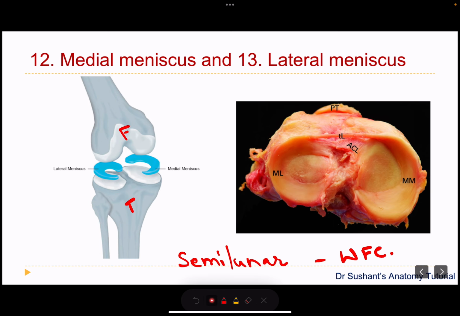Now both horns of the lateral meniscus are of equal size and are attached to the intercondylar area of the tibia by ligaments. Now what happens? The popliteus muscle pulls the lateral meniscus backwards during the initial stage of flexion, and thereby it prevents the lateral meniscus from being trapped between the tibia and the femur. So these are the medial and the lateral menisci.